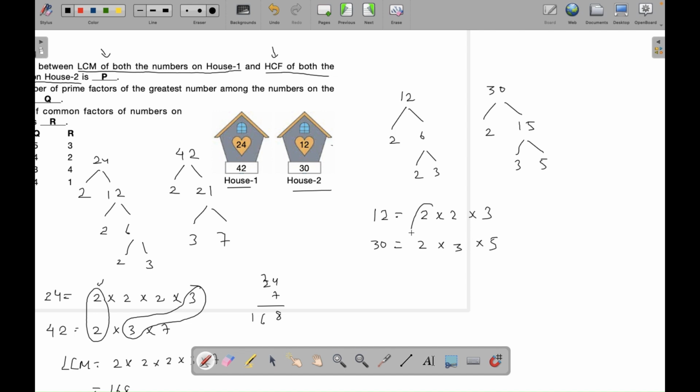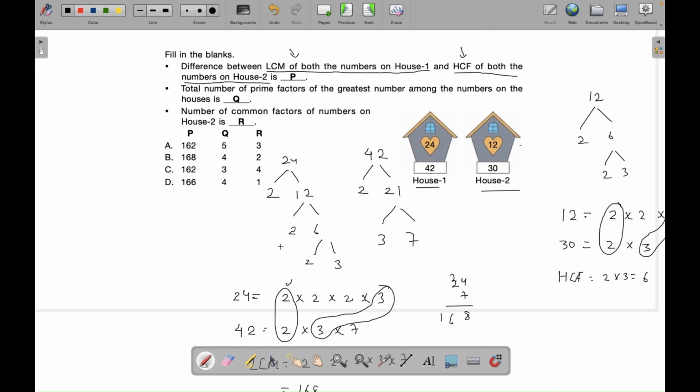And 30 we can write as 2 times 3 times 5. So what is common among them? 2 is common and 3 is common. Right, so here we are finding the HCF. HCF is 2 times 3, which is 6. Now we have to calculate the difference between them. So LCM was 168, HCF is 6. So the difference between them is 162.